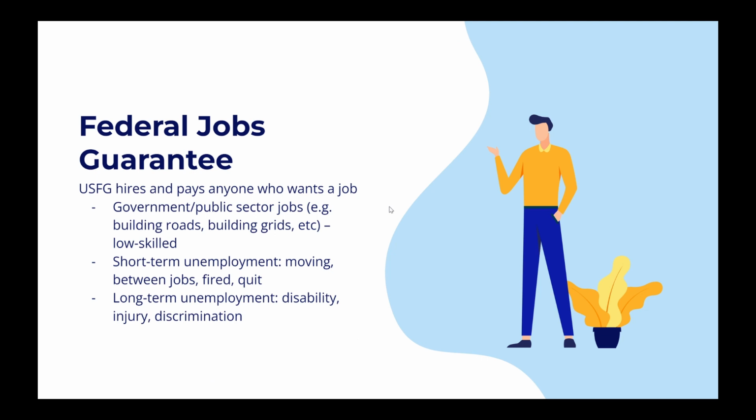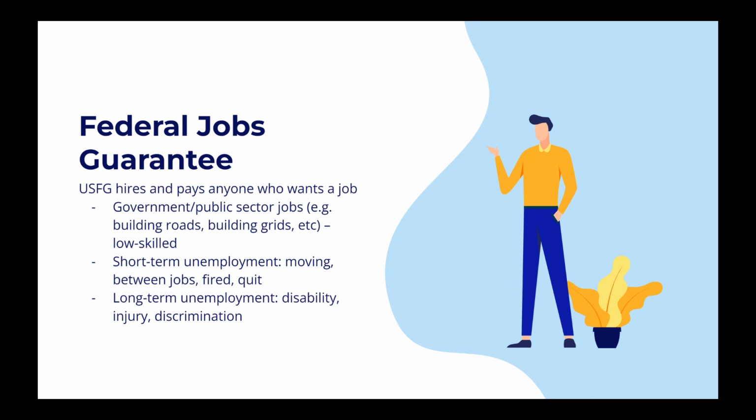So let's move on to the federal jobs guarantee and what that means. A federal jobs guarantee is when the United States federal government hires and pays anyone who wants a job. These jobs could be government or public sector jobs, for example building roads, building grid infrastructure, grid systems, etc. Basically they're just low skilled jobs that don't require much education.